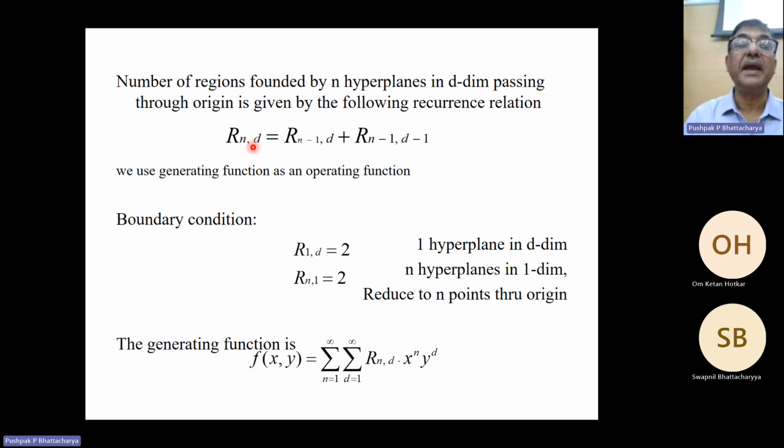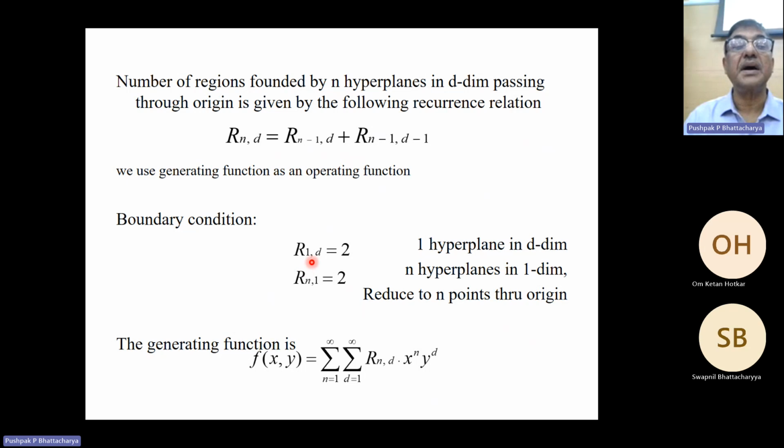So for the fourth plane coming in the three-dimensional space, the number of regions produced by the 3 planes already in the space, plus the number of regions produced on the fourth plane by the existing 3 planes, which was equal to 6, if you remember. This is a recurrence relation, and a recurrence relation must have boundary conditions. There are two parameters here, n and d. Therefore, you need 2 boundary conditions.